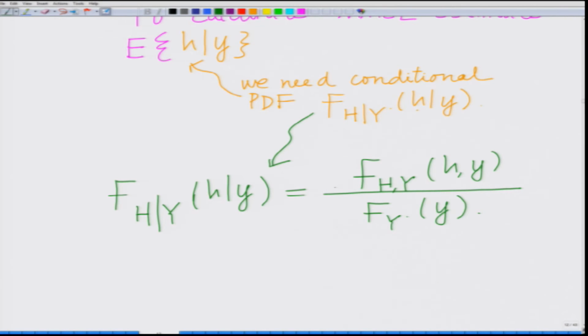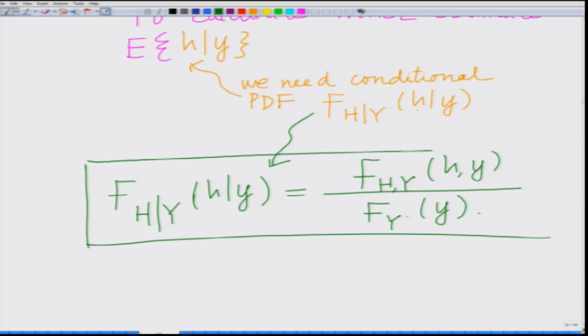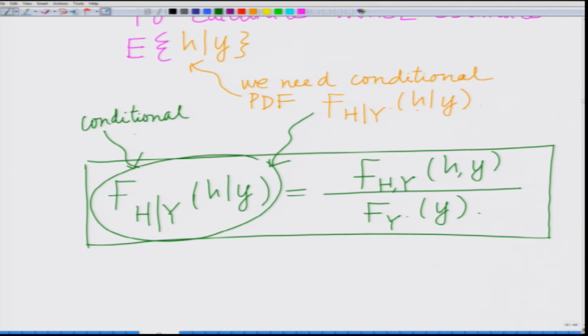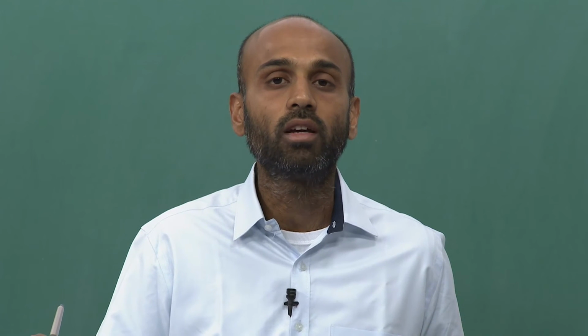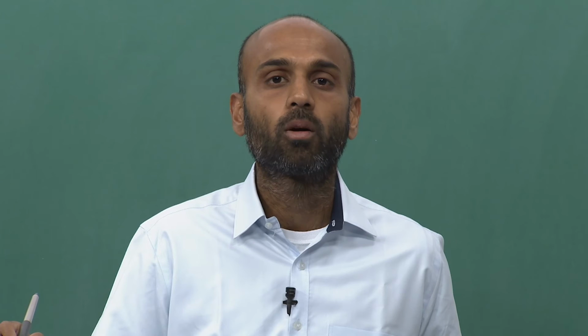All right. So, this is an important relation to keep in mind, and this is the relation we are now going to use to compute this conditional. Remember, this is the conditional PDF, this is the joint PDF of h comma y, and this is the marginal PDF of your observation y. So, we can compute the conditional PDF of the parameter h given the observation y from the joint probability density function of h comma y divided by the marginal probability density function of y. So, we need to compute each of these components.